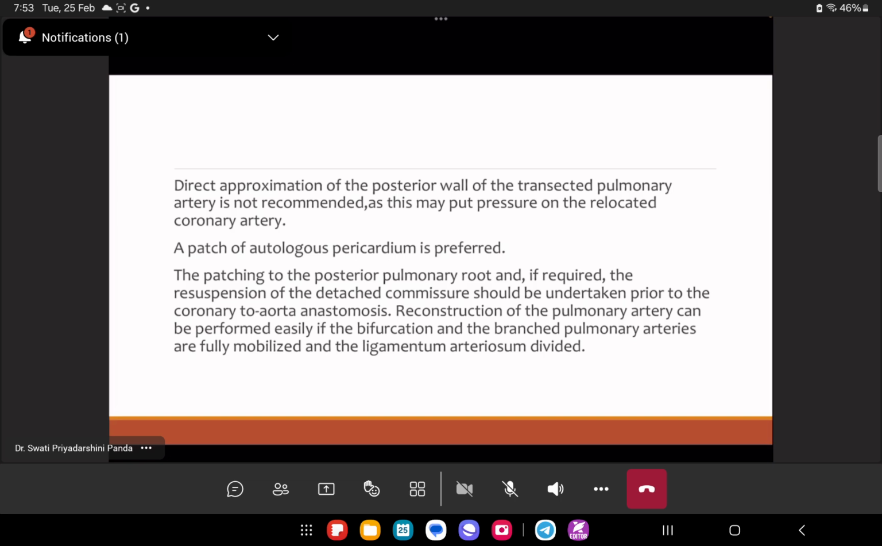Direct approximation of the posterior wall of the transected pulmonary artery is not recommended, as this may put pressure on the relocated coronary artery. So pericardial patch closure is preferred. The patching to the posterior pulmonary root and, if required, the resuspension of the detached commissure should be undertaken prior to the coronary to aorta anastomosis. Reconstruction of the pulmonary artery can be performed easily if the bifurcation and the branch pulmonary arteries are fully mobilized and the ligamentum arteriosum is divided.